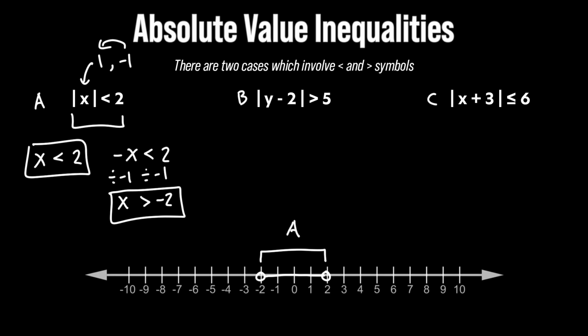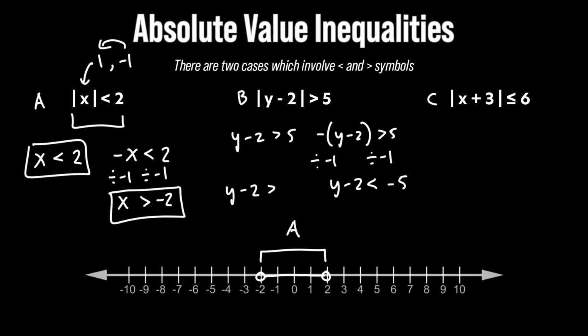Now B, we're dealing with the greater than symbol instead of the less than symbol. So let's split it up into y minus 2 is greater than 5, and negative y minus 2 is greater than 5. So this one we have to divide by negative 1, and we're going to get y minus 2, we have to flip the sign, is less than negative 5. And on this side, it's going to be y minus 2 is greater than 5 still.